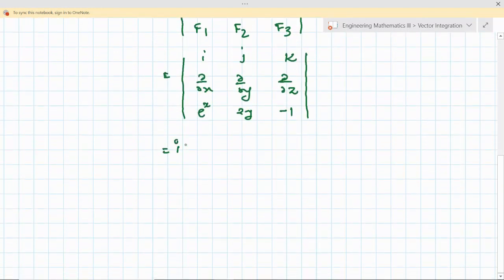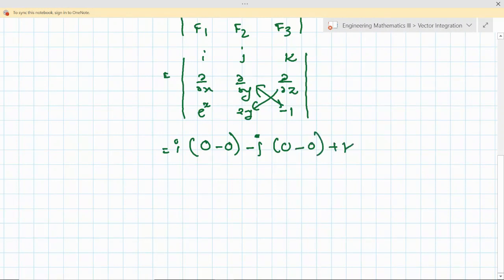So this is equal to i as it is. Partial derivative of minus 1 with respect to y is 0. Partial derivative of 2y with respect to z is 0. Minus j: partial derivative of minus 1 with respect to x is 0. Partial derivative of e raised to x with respect to z is 0. Plus k: partial derivative of 2y with respect to x is 0. Minus partial derivative of e raised to x with respect to y is again 0. So everything becomes 0. Our del cross F bar is 0.